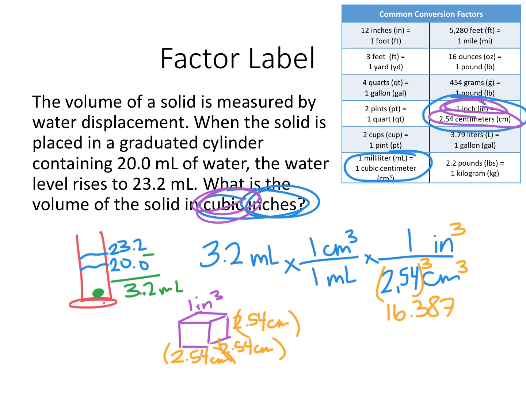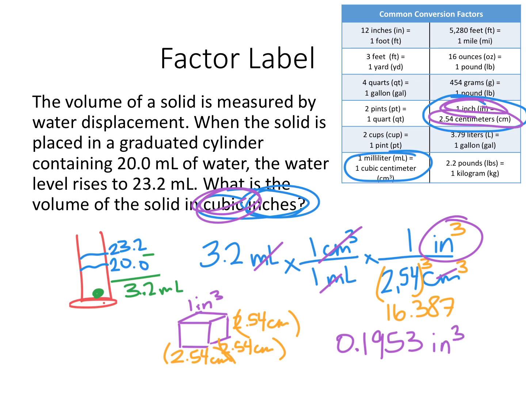So we can take any of these conversions and make it a cube if we cube everything. 2.2 cubic pounds are in 1 cubic kilogram. We would have to cube everything. But we're not looking at pounds and kilograms, we're looking at inches and centimeters. So let's see. Our milliliters will cancel. Our cubic centimeters will now cancel. We are left with cubic inches. That is 3.2 times 1 divided by 16.387 gives me 0.11953 inches cubed.